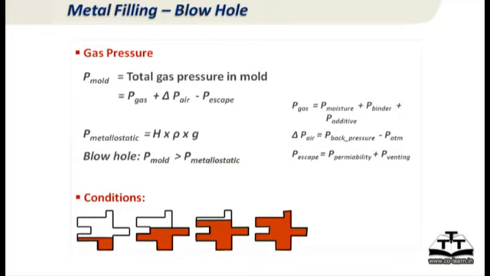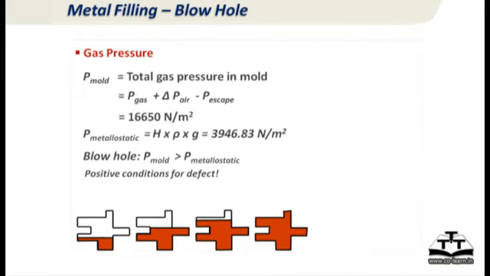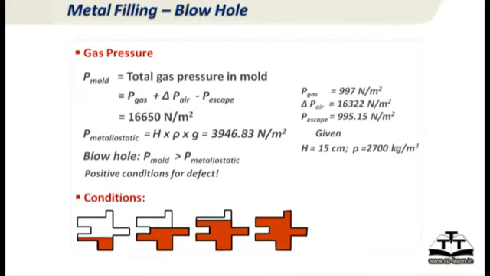So, if these equations are not getting too difficult for you, the gas pressure is nothing but pressure from moisture. They are all partial pressures of moisture and binder gases and additives and all those things. And air pressure is your back pressure of the air minus air escaping from your venting. Okay, so here is an example of actual conditions where the pressure in the mold is exceeding your hydrostatic pressure, and so it creates a condition for blowhole formation.